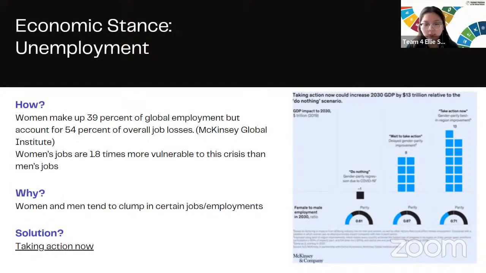However, we can take a look at the picture on the screen. This is a picture by McKinsey & Company, which compares what will happen to female unemployment if we take action now, if we wait to take action, and if we do nothing. And we can see that if we take action now, we can reverse the effects of COVID-19 and even go further. However, if we do nothing, it's literally a -1. Nothing will happen, and rather it will only get worse. However, the problem doesn't stop at unemployment.